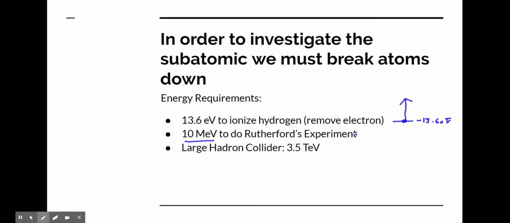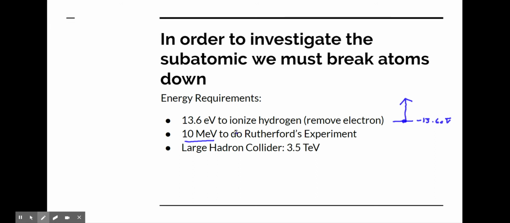Rutherford's experiment, you'll remember the alpha particle scattering experiment, involved alpha particles being fired at a gold nucleus, and those alpha particles had about 10 mega electron volts of energy. The source of that energy was a radioactive material. So if you want to start looking at electrons, you've got to use 10, 20, 30, maybe 100 electron volts.